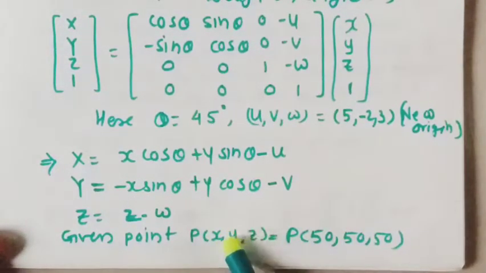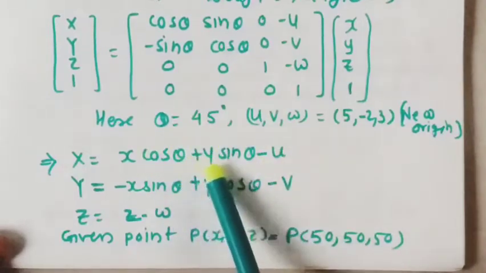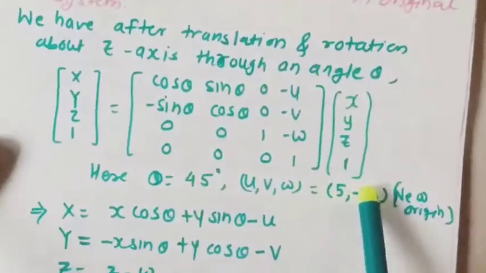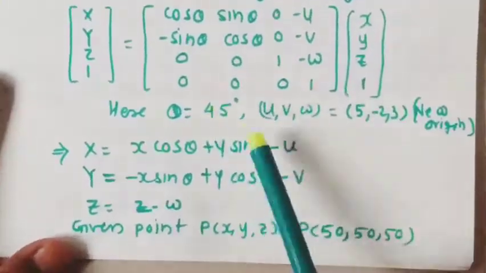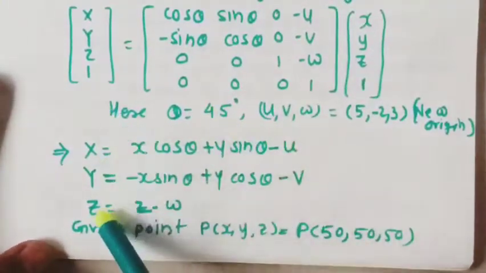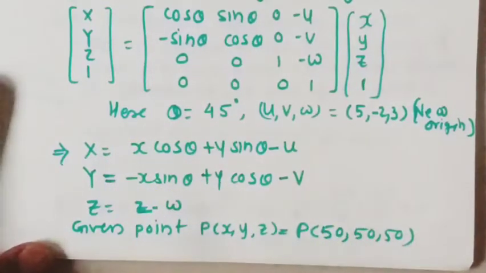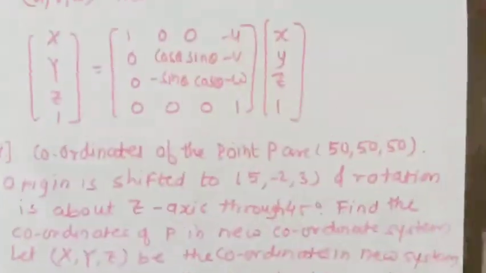So if you put x, y, z as 50, 50, 50 in these equations, and theta is 45 degrees, and UVW is the new origin 5, minus 2, 3, then on substituting all these values in the right hand side, we'll get the new coordinates of this particular point in space. Okay, so let us see the calculations now.